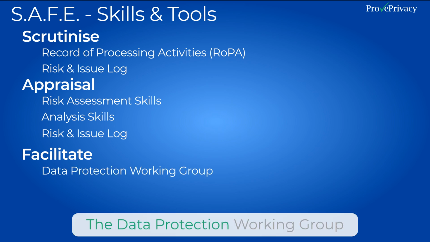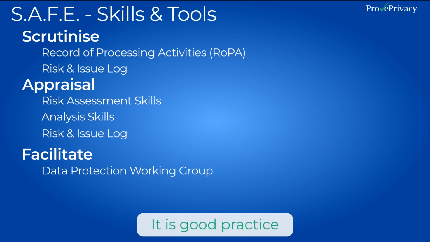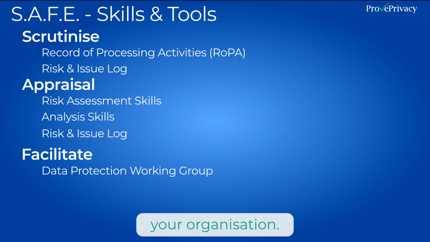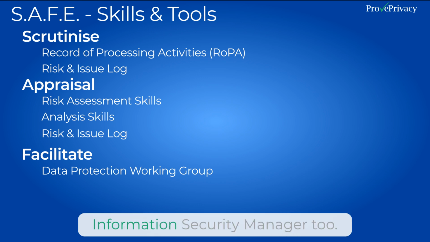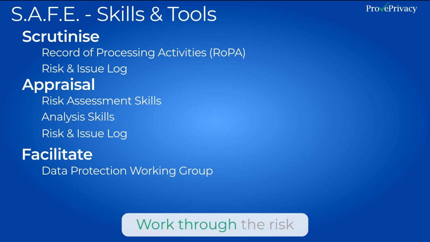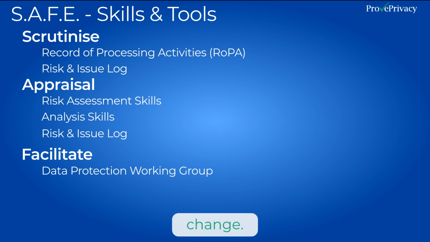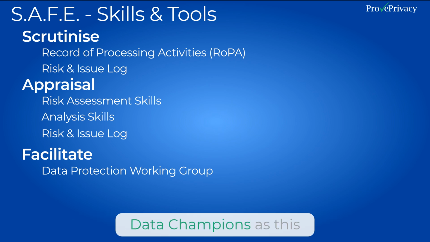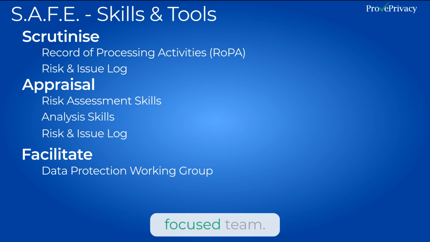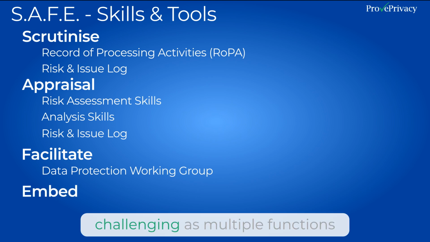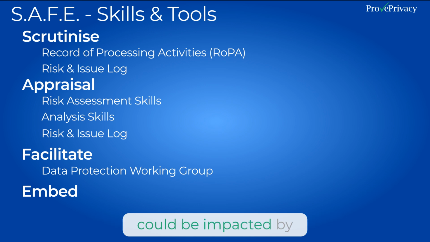The Data Protection Working Group. It is good practice to have a regular working group meeting in place to manage your data protection concerns. These should be regular and be attended by data champions from across your organization. It is also wise to include your information security manager too. Work through the risk and issue log and help the data champions to remove blockers to change. Encourage collaboration with other data champions as this builds a data subject-focused team. Embedding changes can be challenging, as multiple functions could be impacted by the change.